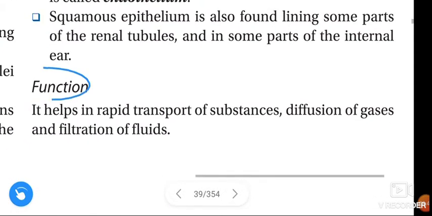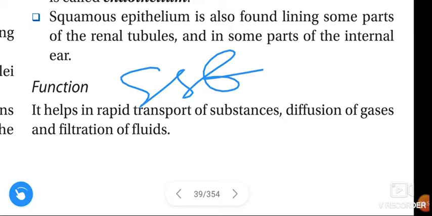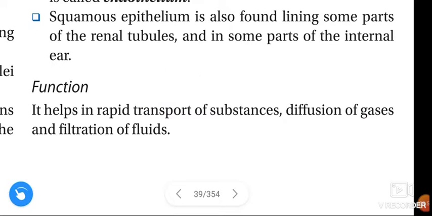Next, function of the simple squamous epithelia. It helps in rapid transport of substances, diffusion of gases and filtration of fluids. Once again, the functions of the simple squamous epithelia. It helps in rapid transport of substances, diffusion of gases and filtration of the fluids.